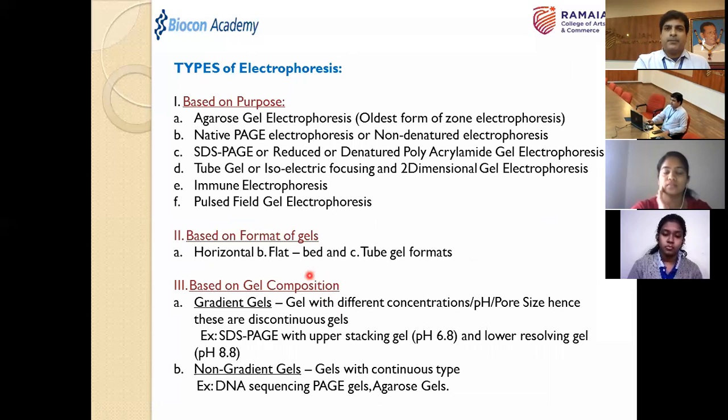The next topic we are going to discuss is the different types of electrophoresis. Electrophoresis types differ based on the purpose, format, and gel composition. Based on the purpose, one type is agarose gel electrophoresis. Chemistry students should appreciate this; you might not be knowing agarose gel electrophoresis. This is used for DNA, and this is the oldest form of zone electrophoresis. Agarose is a solid support, right?